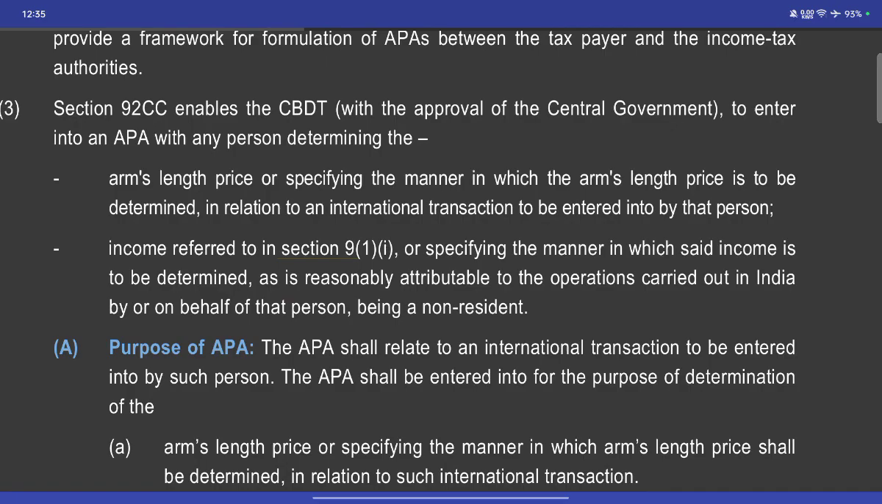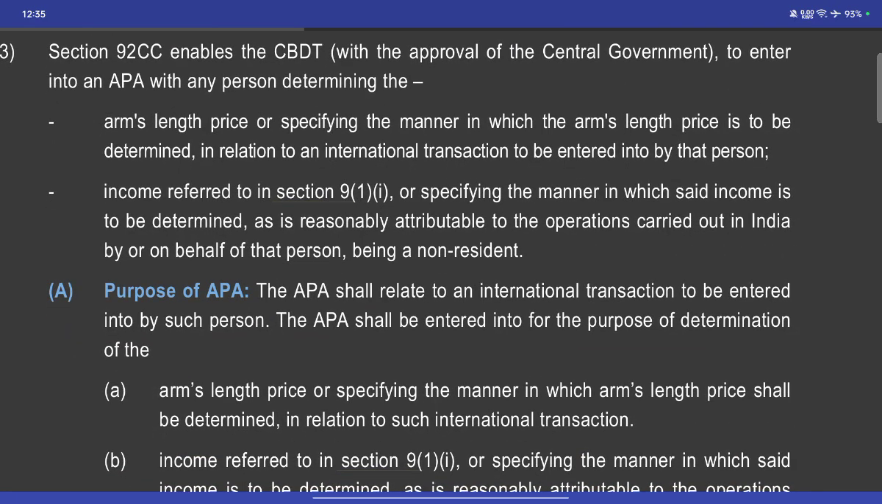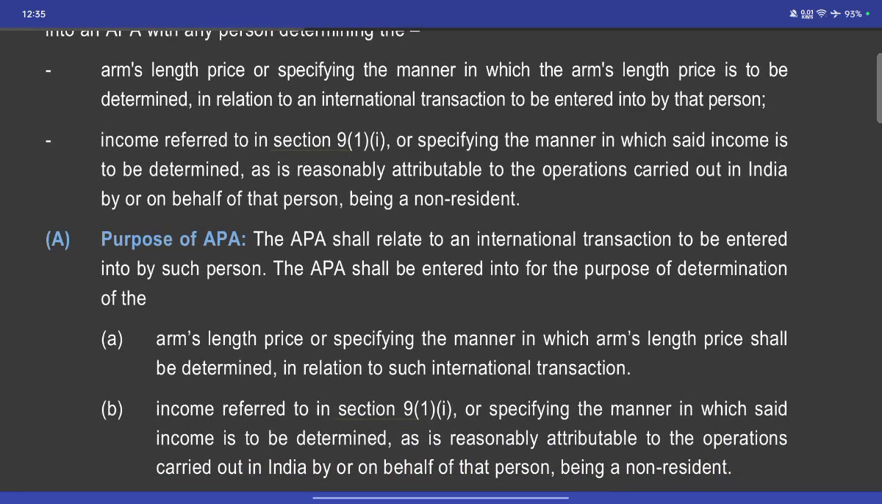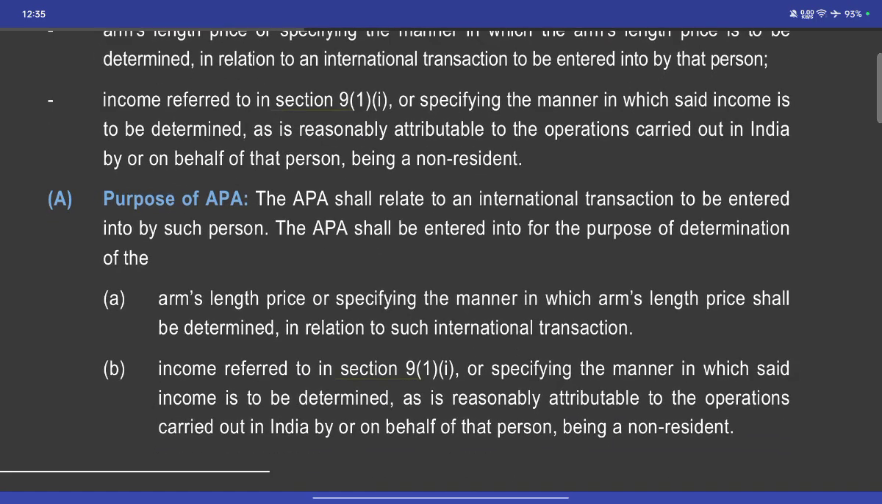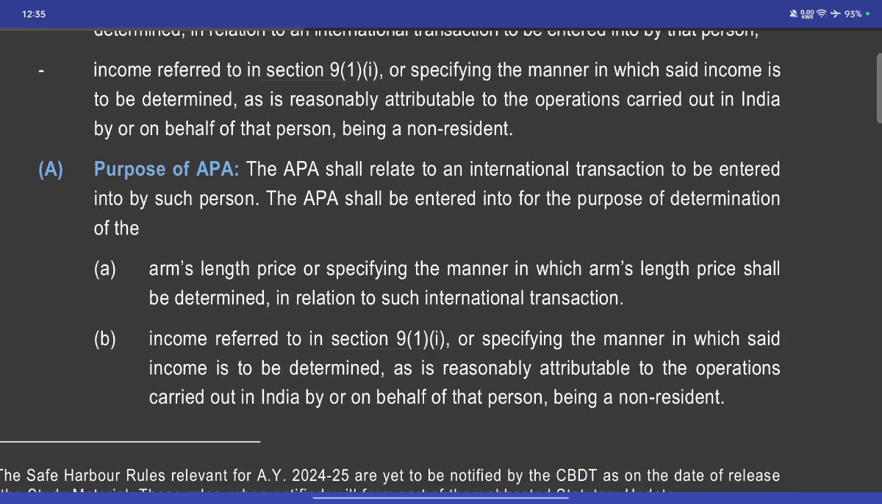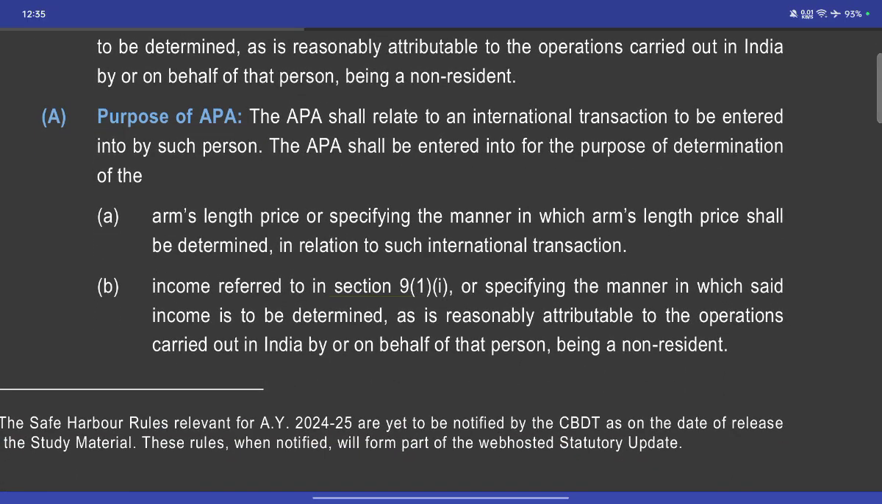Under Section 92CC, the APA may specify the arm's length price, or the manner in which the arm's length price is to be determined, in relation to the international transaction to be entered into by the person. It may also specify the manner in which income referred to in Section 9(1)(i) should be determined, as reasonably attributable to the operations carried out in India by or on behalf of a person being a non-resident.